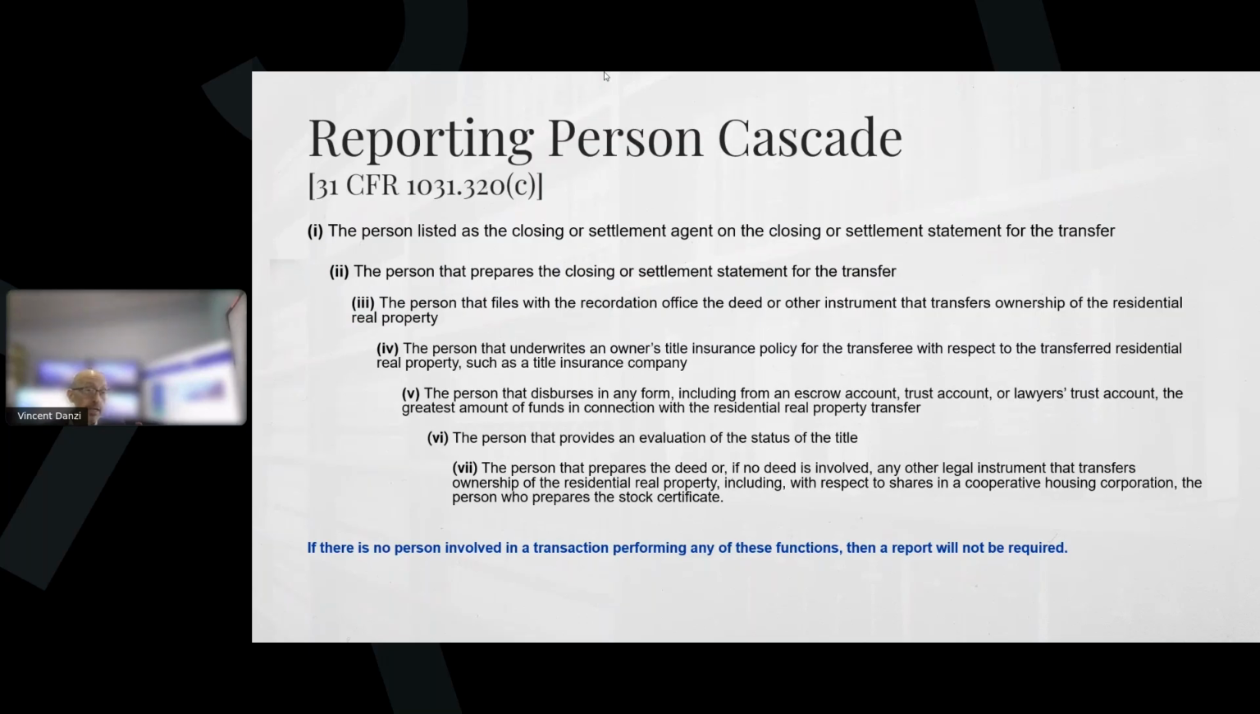If you find yourself on the reporting person cascade, you need to make the report. So if the transferee says, no, I won't give it to you, well, they have to, or you can't really do it for them.